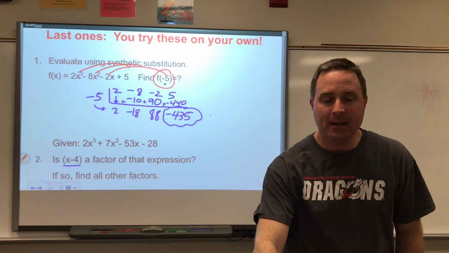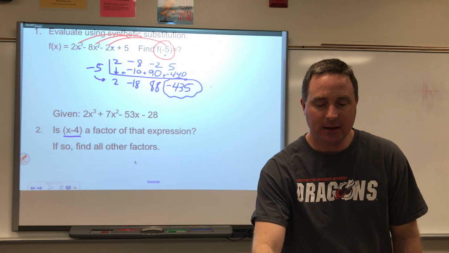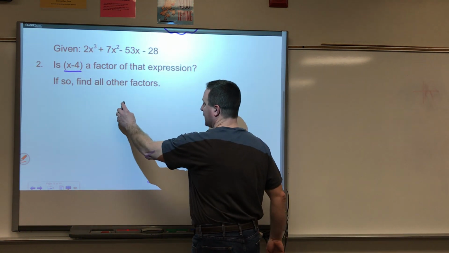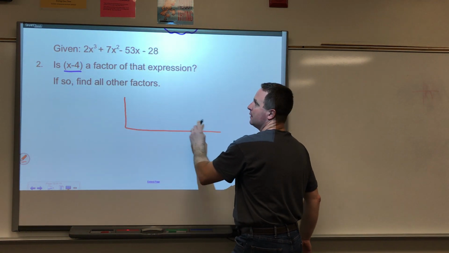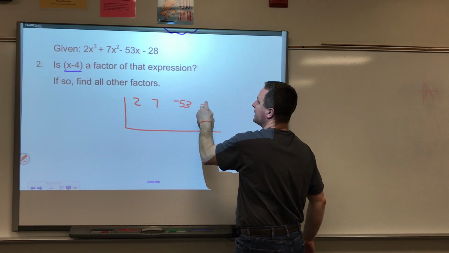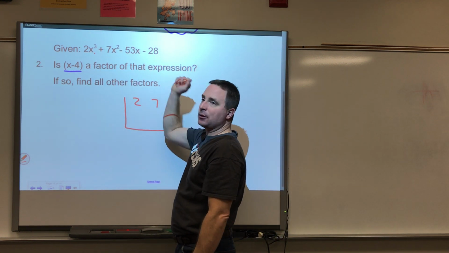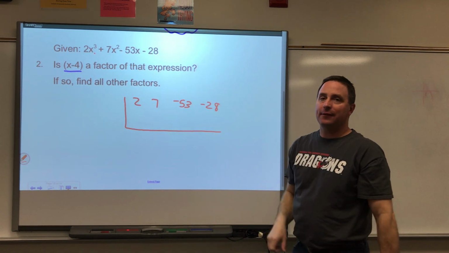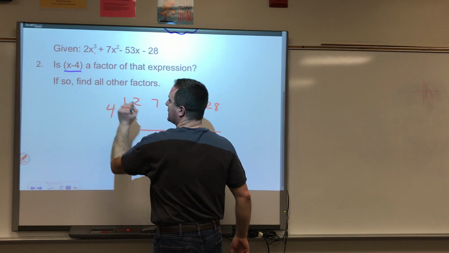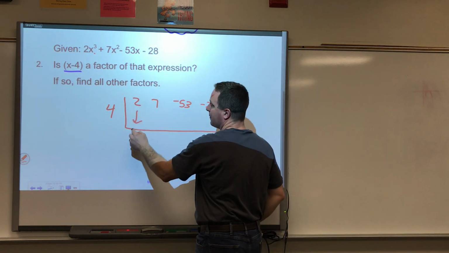All right, and last but not least, last one for the day. Let's take a look at this one. Is x minus 4 a factor? Well, let's check and see. I have 2, 7, negative 53, and negative 28. Again, I don't need any zeros because all the exponents are accounted for. To see if x minus 4 is a factor, we're going to put a positive 4 up here. This time, it's the opposite. Let's do the same thing.